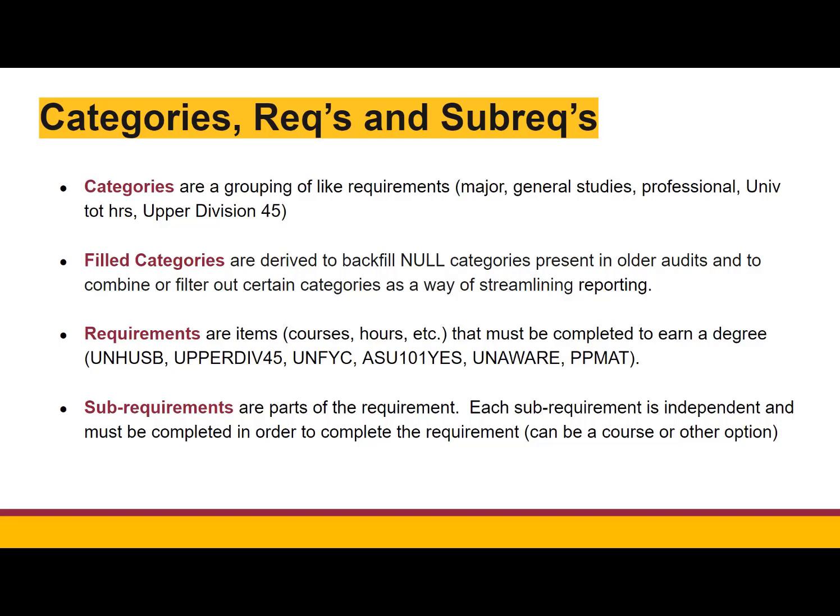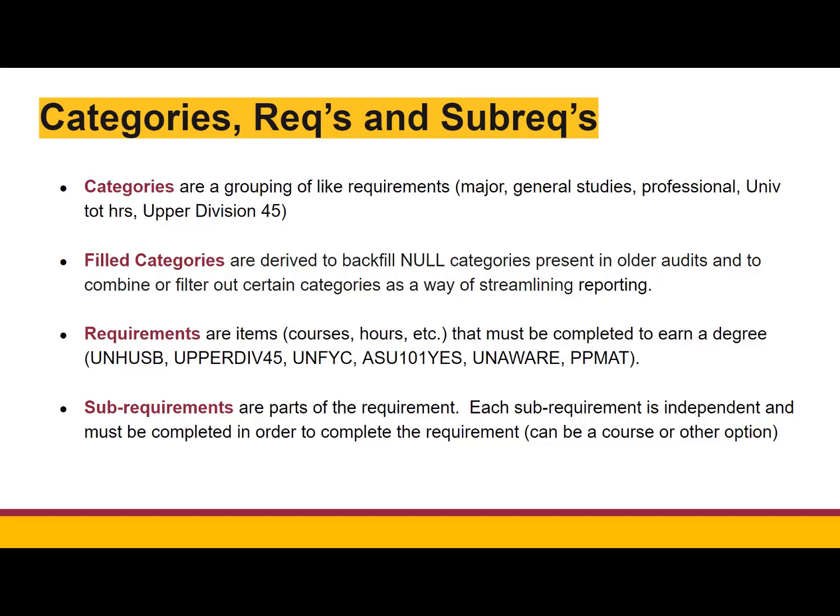With the introduction of the golden audit, there are significantly fewer categories that haven't been populated. So that problem is going away, but we still want to have the filled category to assist us with the streamlining of the reporting. Requirements are items like courses and hours that must be completed to earn a degree.